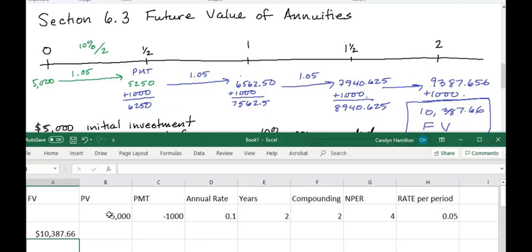which is the same as what I got when I moved the money forward every 6 months individually. What I want to point out is how the present value and the payment are working together to grow the account. So they need to have the same sign because they're doing the same thing. They're both going into the account.